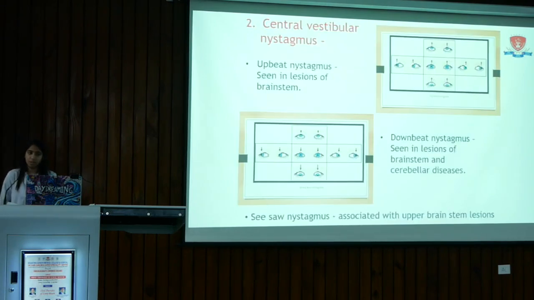Then we have central vestibular nystagmus. It has upbeat nystagmus. In primary position of gaze, the direction of nystagmus is always in the upward direction. It is seen in lesions of the brainstem. Then we have downbeat nystagmus. In primary position of gaze, the movement of nystagmus is always in the downward direction. It is seen in lesions of the brainstem and cerebellar diseases. Then we have seesaw nystagmus, in which one eye moves in upward direction with intorsion and the other eye moves in downward direction with extorsion. It is associated with upper brainstem lesions.